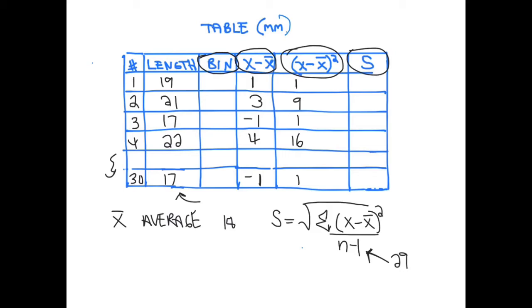You're going to need the sum of x minus x bar squared. So that would just be the sum of this column. And maybe when you do that, you enter this, you divide it by 29, you take the square root. Maybe when you do that, you get a standard deviation of, I don't know, we'll say 2. And that would be 2 millimeters.